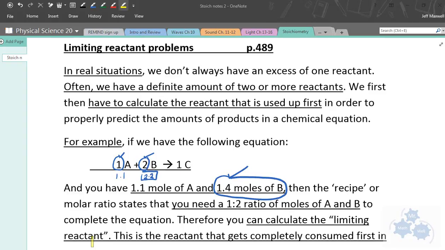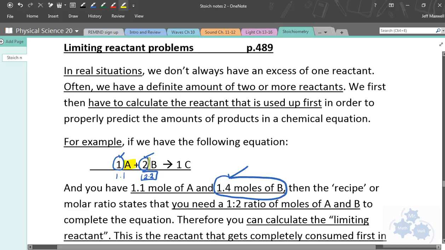Today in Physical Science 20 is limiting reactant problems. You may also read in your textbook or online, it may be called limiting reagent problems, the same thing. A reagent and a reactant are the same thing. They are substances that will react in a chemical reaction. They're the substances on the left side of the arrow, the reactants.